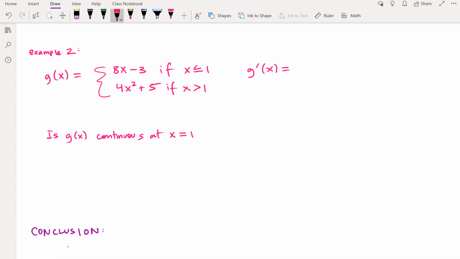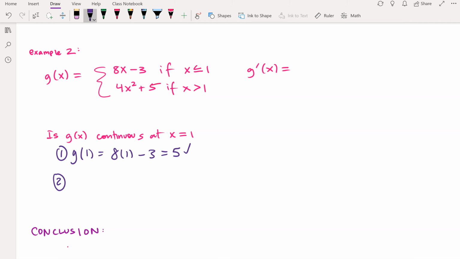All right, is g continuous? So we're going to very quickly go through these steps. Step 1, g, make sure you're using the correct function. So g of 1 is 8 times 1 minus 3, which equals 5. So cool, g of 1 exists.